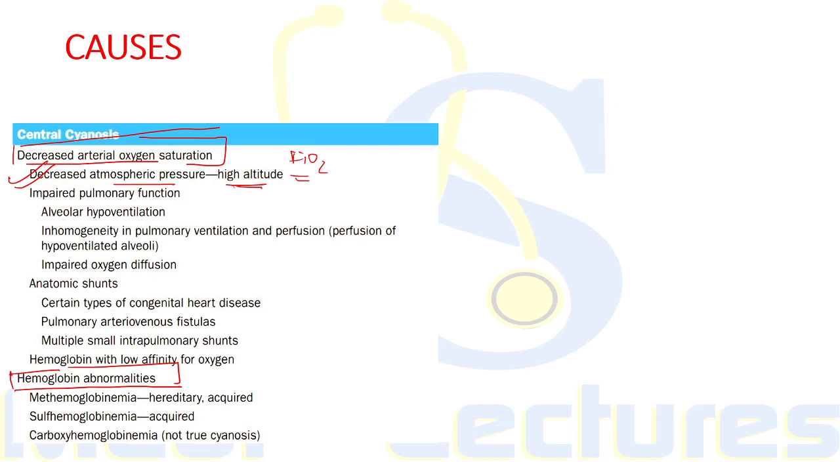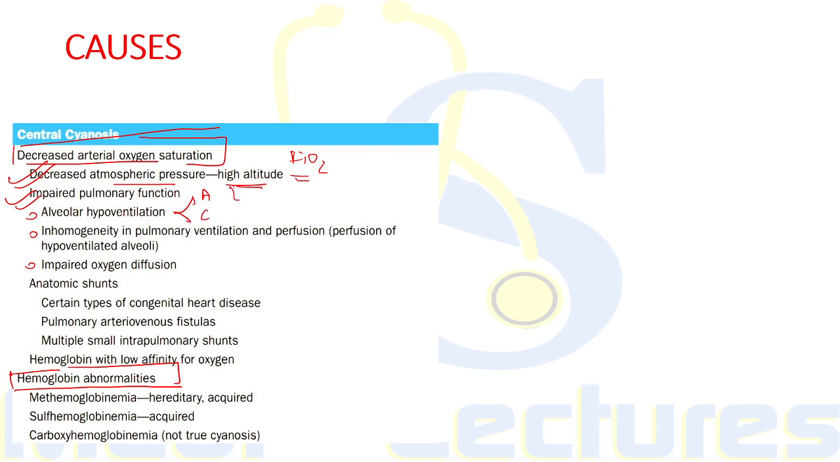Therefore, arterial oxygen saturation will automatically decline. There can also be impaired pulmonary function in the form of either alveolar hypoventilation, ventilation perfusion mismatch, or impaired oxygen diffusion. Alveolar hypoventilation can be acute in cases of pneumonia, pulmonary edema, etc., or chronic in cases of COPD like emphysema.